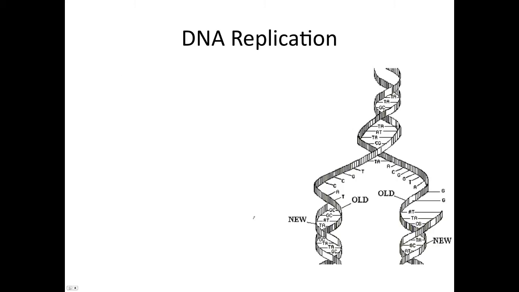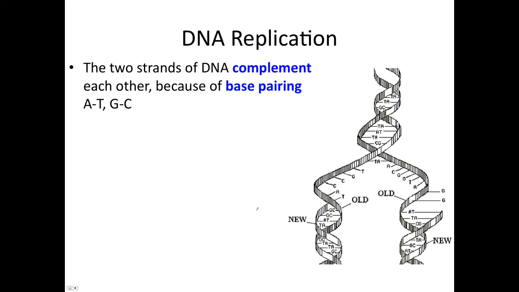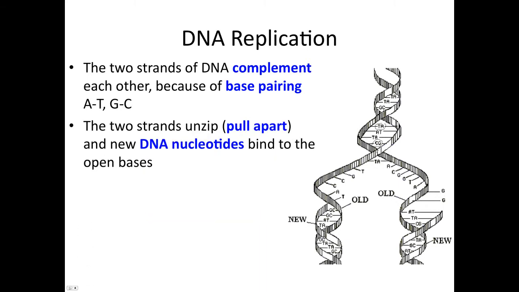DNA replication is really not that complicated of a process. You just need to know a few things. One, we already know that the two strands of DNA complement each other because of base pairings, A with T and G with C. The same is going to happen when we're making a new strand. The first step is that the two strands of DNA are going to unzip, as you see here.